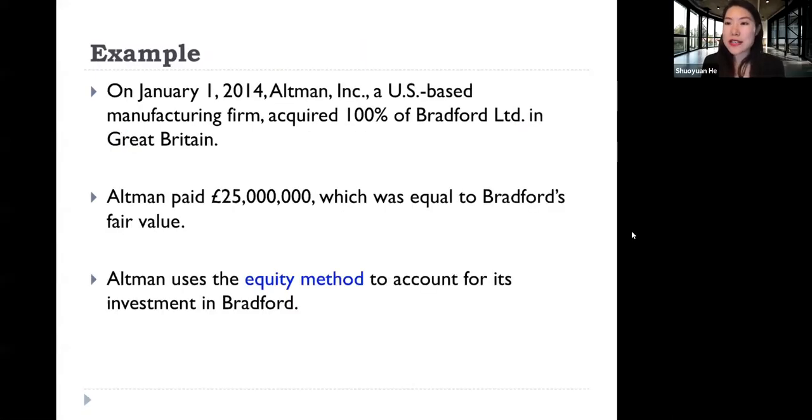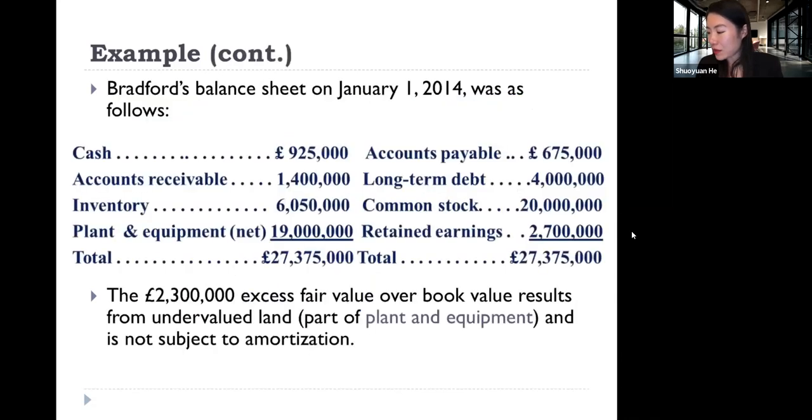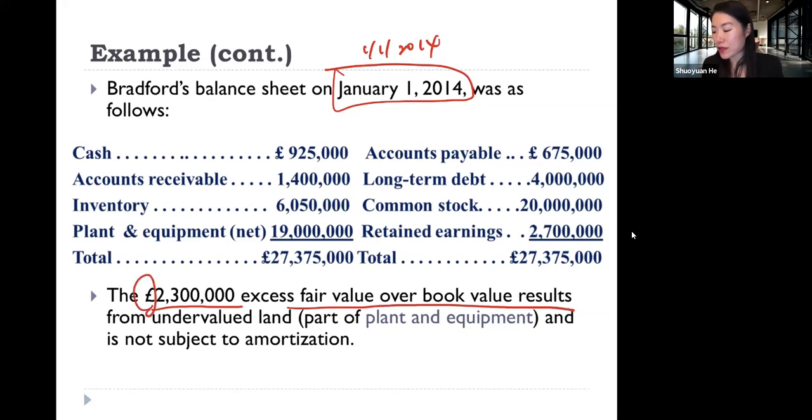So let's go over this example, the problem, very quickly together. The parent firm is a US-based firm, and the subsidiary is in Britain. The parent paid 25 million, which is equal to the subsidiary's fair value, and they use the equity method. And then we have the firm's balance sheet at January 1st, 2014. There is a 2.3 million excess fair value over book value, in Great British pounds.